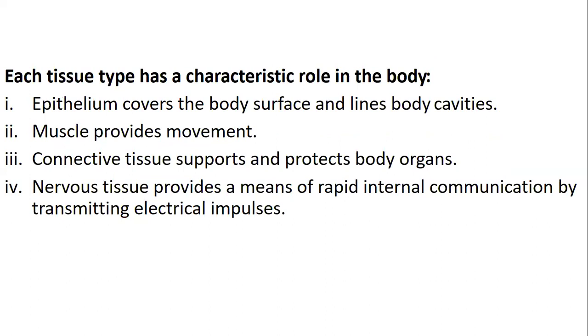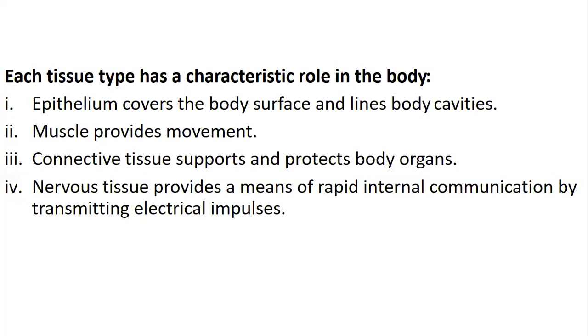Each one of these basic tissues has a specific characteristic role in the body. The first is the epithelial tissue. The epithelium covers the body surfaces and lines the body cavities. It covers the outside of the body, and it lines the cavities of the body, such as the nasal cavities. The nasal cavities are covered inside by the epithelial tissue.